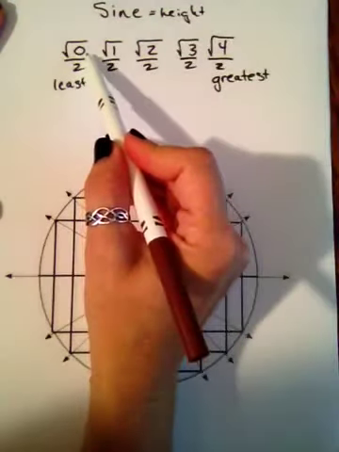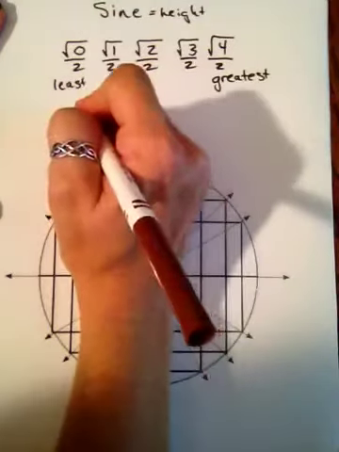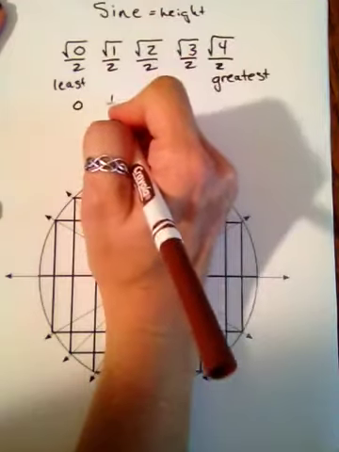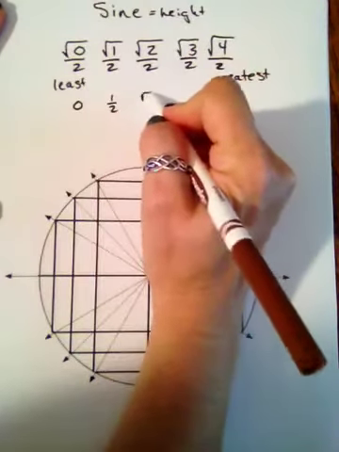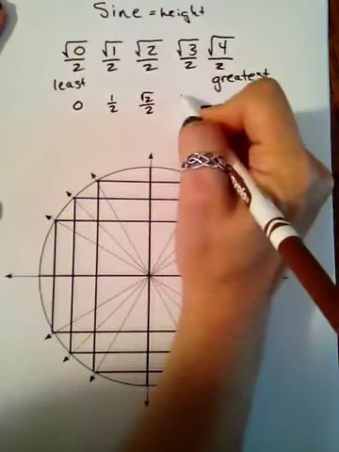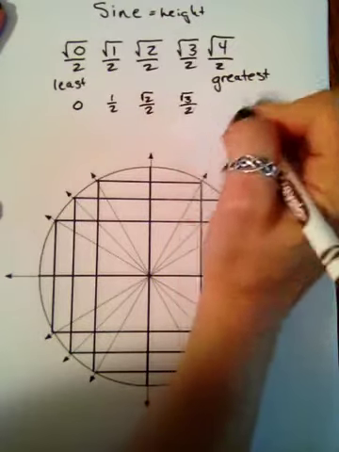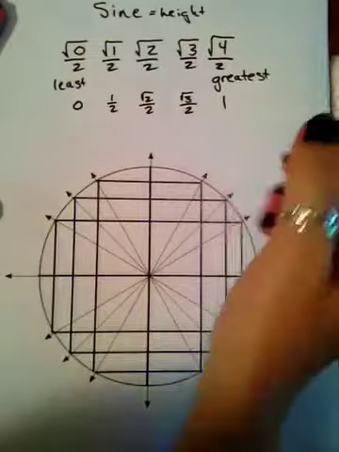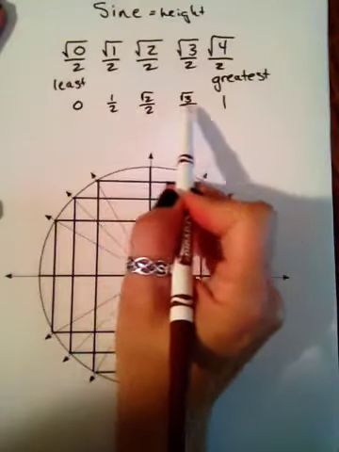So the square root of 0 divided by 2 is very simply 0. The square root of 1 is 1 divided by 2, I'm going to write 1/2. Square root of 2 over 2, I'm not going to simplify. Square root of 3 over 2, I'm not going to do anything with. Square root of 4 is 2, divided by 2 is 1. So these are the numbers we're going to use for sine.